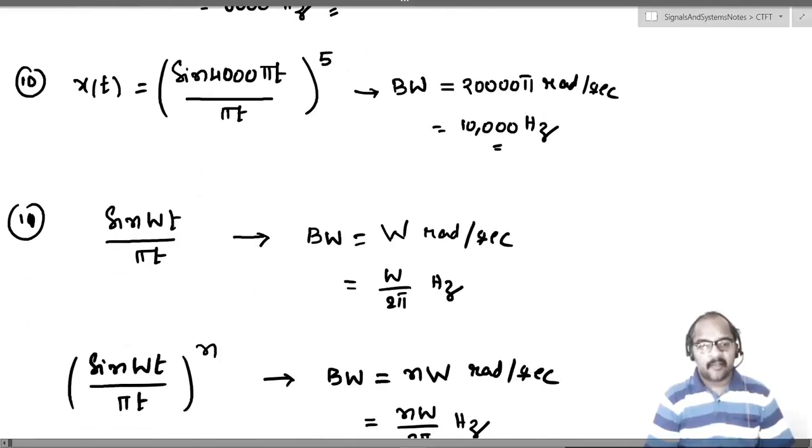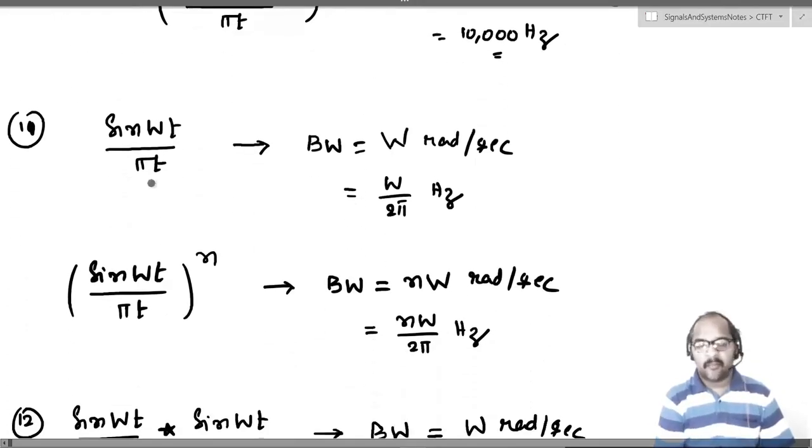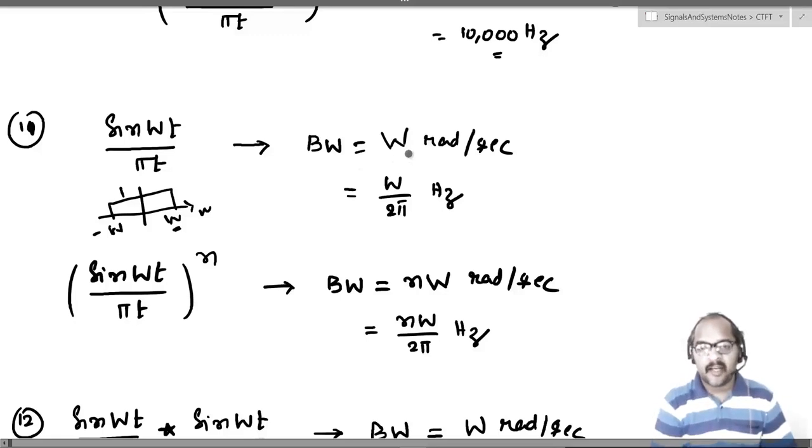Right. Next, we will take a general example, which is sin(Wt)/(πt). What will be the corresponding Fourier transform? This will have a rectangular function from minus W to plus W as the Fourier transform. So what is the highest positive frequency? It is W, and hence what is the bandwidth of this signal? W radians per second, or W by 2π hertz.